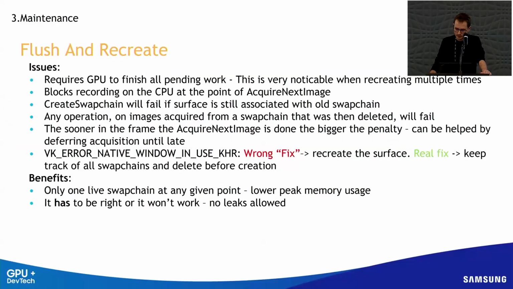So flush and recreate. Logically, it's extremely simple. You stop your whole rendering process, you sync everything, you're done with everything. Before you acquire the image, you recreate your swap chain, you then acquire an image from your new swap chain, and there is no way to mix up your handles. Simple. But that means a hard sync point. The whole thing has to stop before you're able to go on.